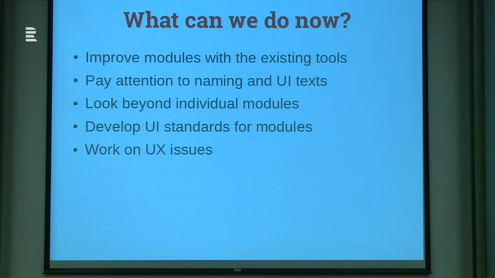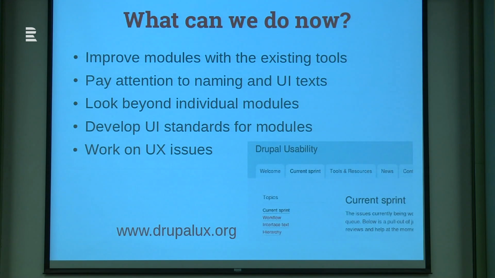So to summarize all of this, we need to improve lots of the modules with the tools we currently have by improving the text, making sure that different views are consistent with each other. We have to pay a lot of attention to naming things and to the UI texts. We should really look beyond the individual modules and not just have a tunnel vision of "my module does this." And as a whole community, we have to develop UI standards for modules. And all of you are invited to join us in working on UX issues.